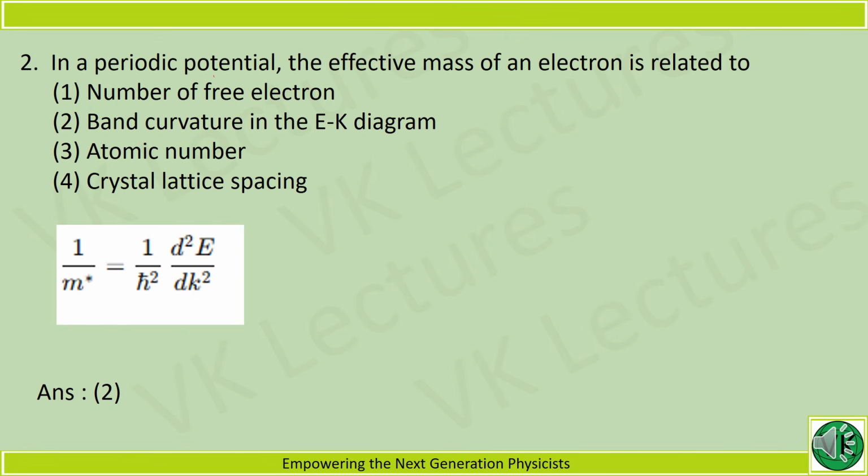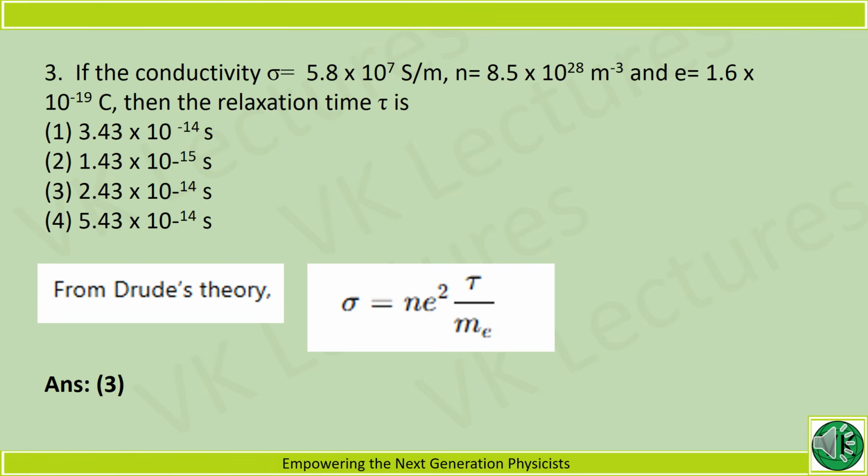In a periodic potential, the effective mass of an electron is related to the band curvature in the E-k diagram, option 2. If the conductivity is sigma equal to 5.8 into 10 to the power 7 Siemens per meter, n equal to 8.5 into 10 to the power 28 per meter cube, and e equal to 1.6 into 10 to the power minus 19 coulomb, then the relaxation time tau is given by, here is Drude's theory, where sigma equal to n e square tau by m, and we have to calculate tau from this. So the answer is option 3.